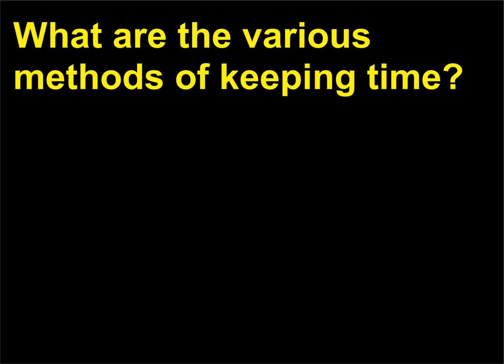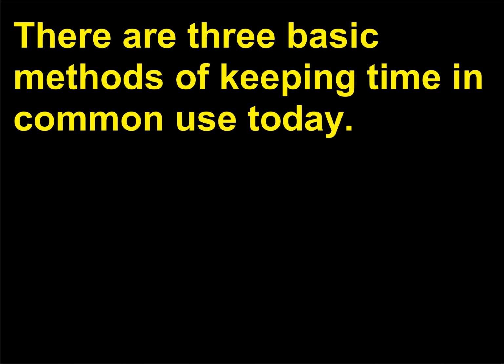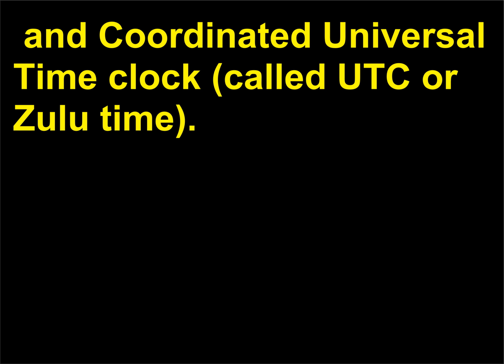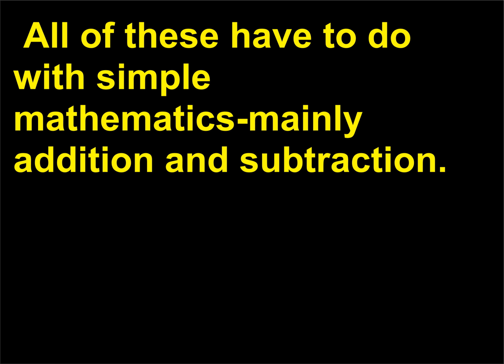What are the various methods of keeping time? There are three basic methods of keeping time in common use today. They include time based on 12-hour intervals, AM and PM, a 24-hour clock, and coordinated universal time clock, called UTC or Zulu time. All of these have to do with simple mathematics, mainly addition and subtraction.